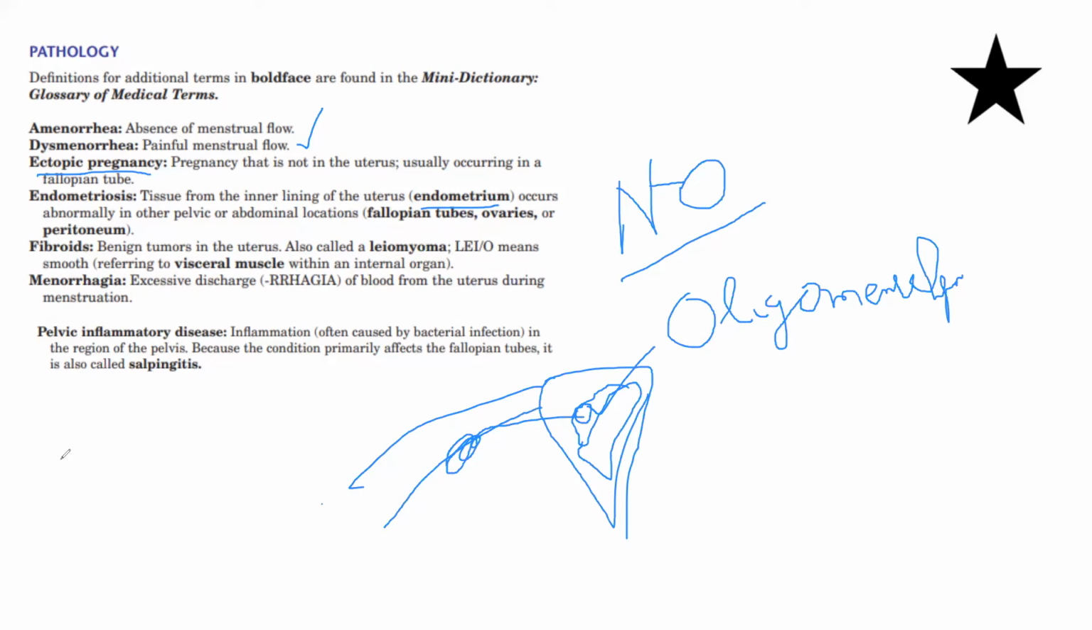Now, one term, menorrhagia. Amenorrhea is absence and menorrhagia is very heavy discharge, and very less discharge is oligomenorrhea. So if menstrual blood is normal, this is menses. But if it becomes very excessive, menorrhagia. If it becomes less, oligomenorrhea. If it becomes painful, dysmenorrhea. If it stops, amenorrhea. Then we have pelvic inflammatory disease.